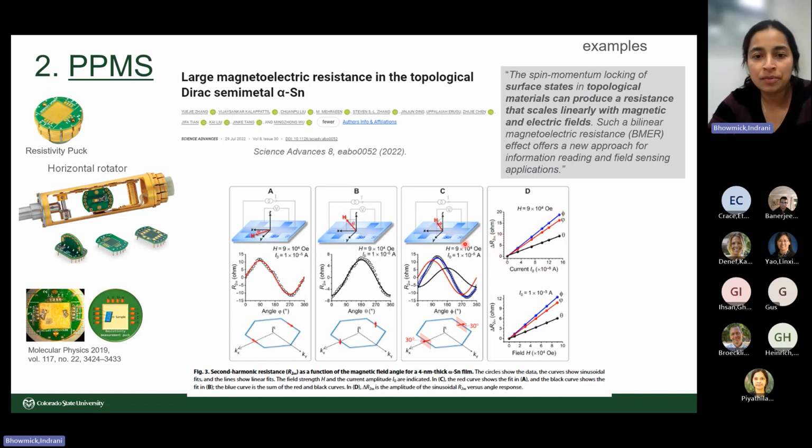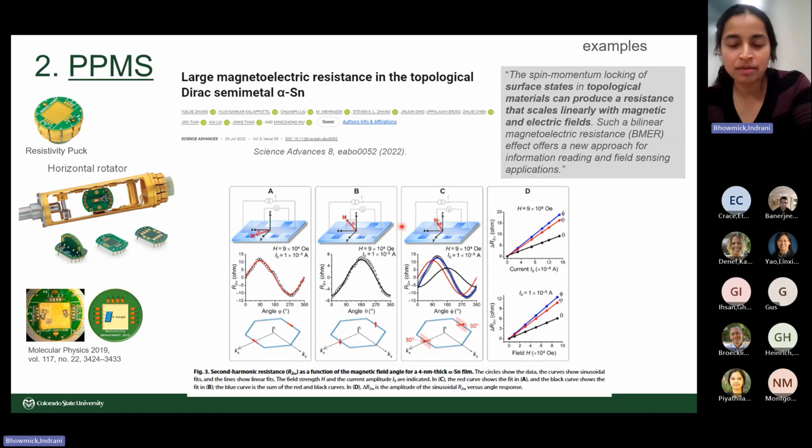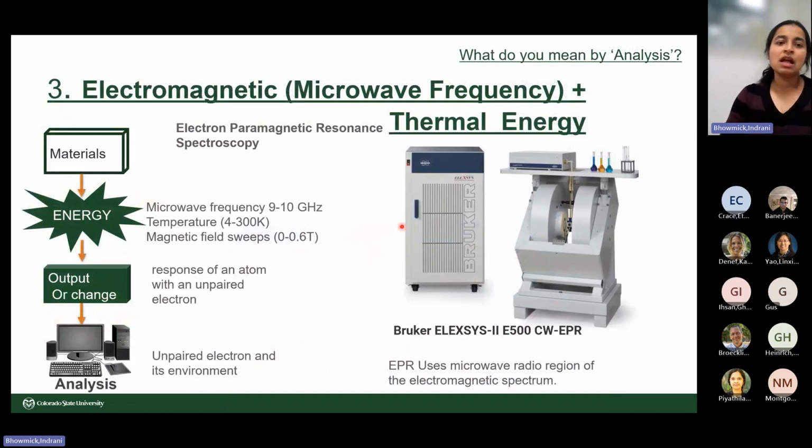So this is, and then it has its usage based on what this type of material can be used for, like sometimes field sensing applications, storing information, or very small device designing, kind of electrical sensors. So, okay, this is where my PPMS and MPMS ends.